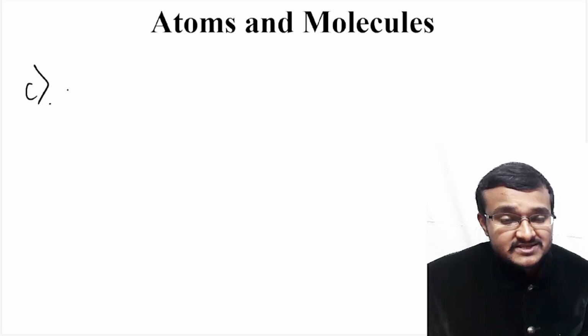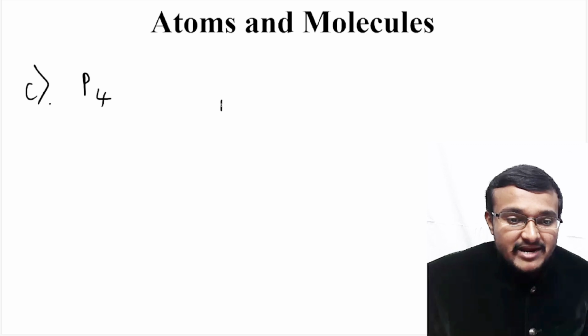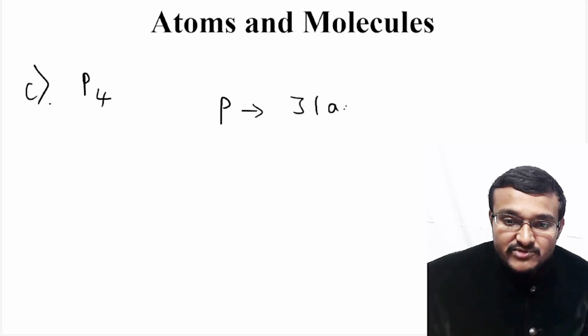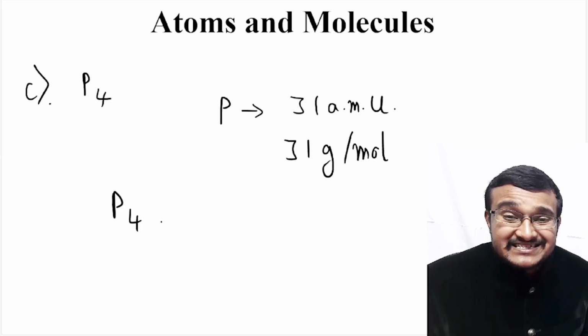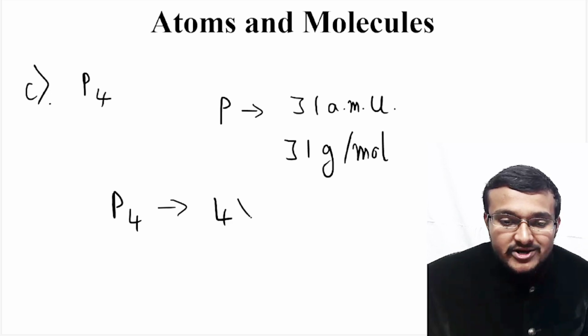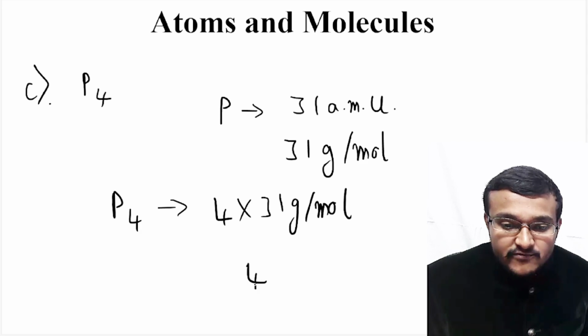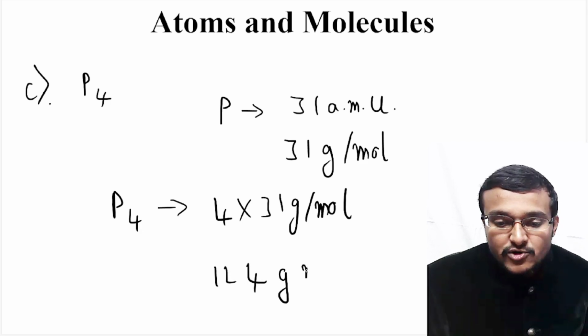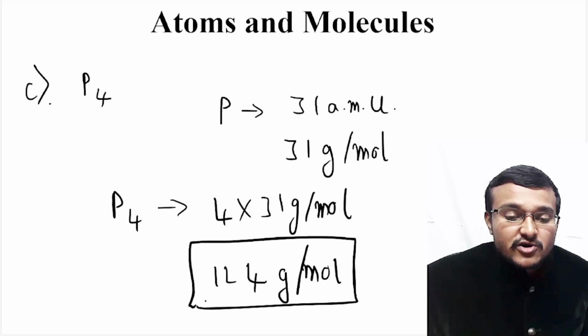Coming to the C question in the sixth question, there they have given the P4 molecule. P4 is actually made up of phosphorus. One phosphorus atom has atomic mass 31 AMU, or if you express this in molar mass, then it will be 31 gram per mole. Now if you want to calculate the molar mass of P4, then you have to multiply this 31 with 4. So 4 into 31 gram per mole will give you, 4 1s are 4, 4 3s are 12. So 124 gram per mole is the molar mass for the P4 molecule.